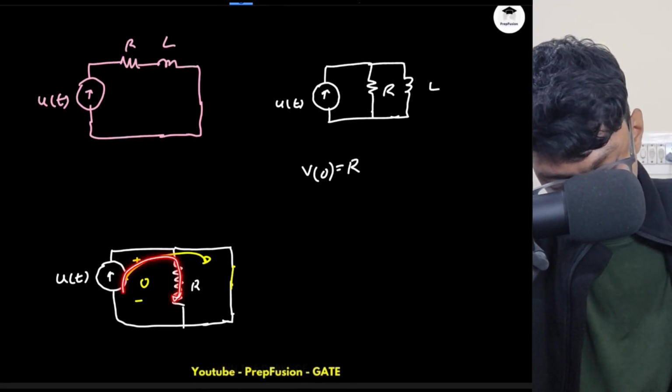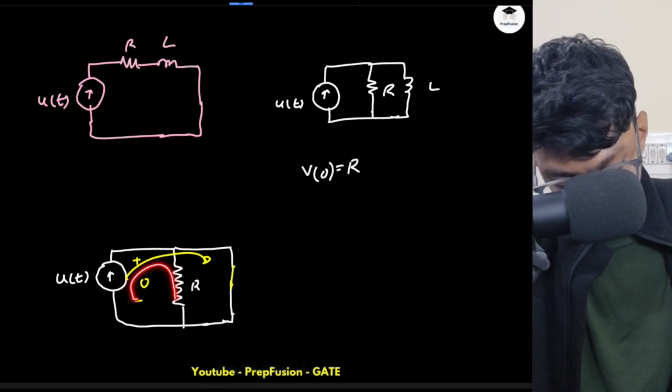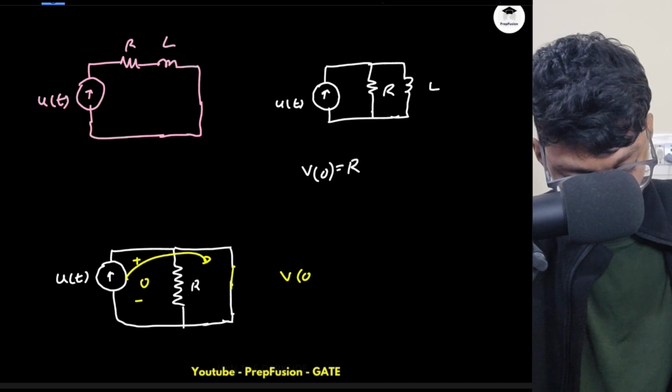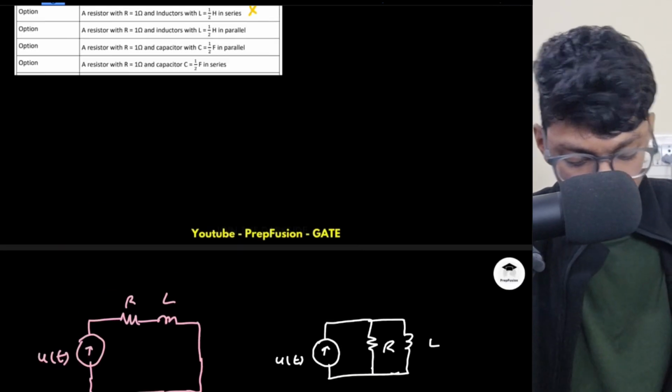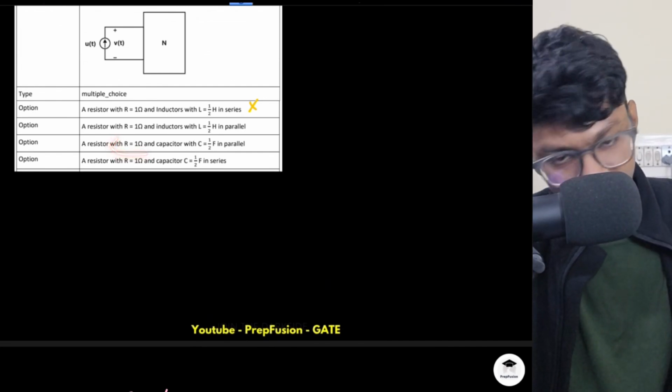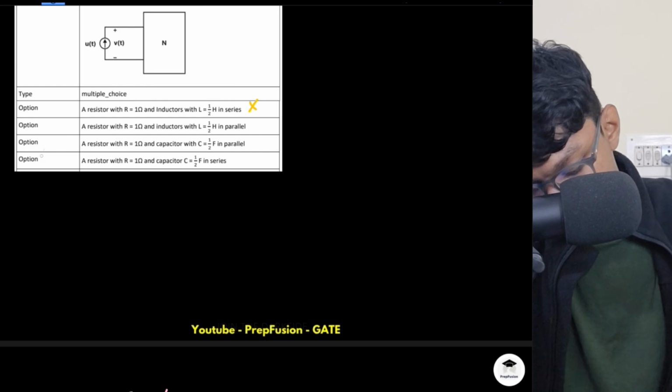All of the current will flow through this resistor, right? If all the current flows through this resistor, the V of 0 here is 0, V of infinity here is R. The voltage drop is R. Where they're telling me R is 1, so if R is 1, voltage will be 1 volt. So answer option C will be correct.